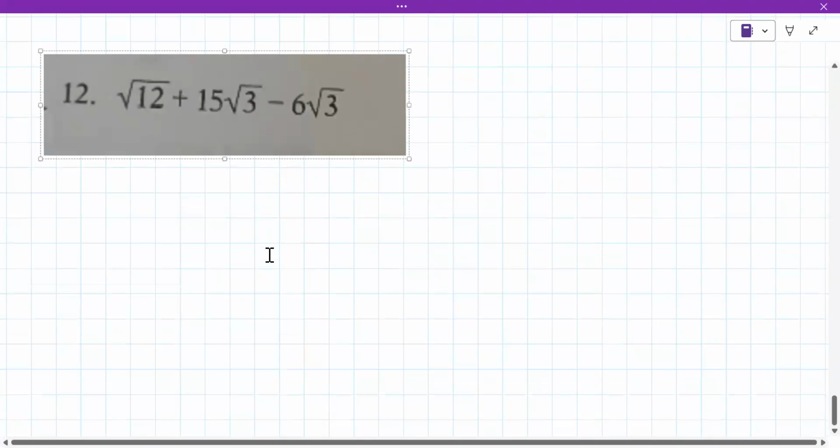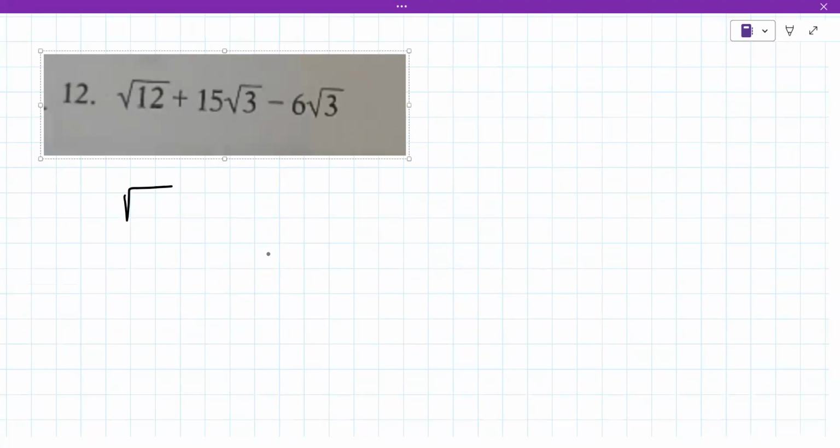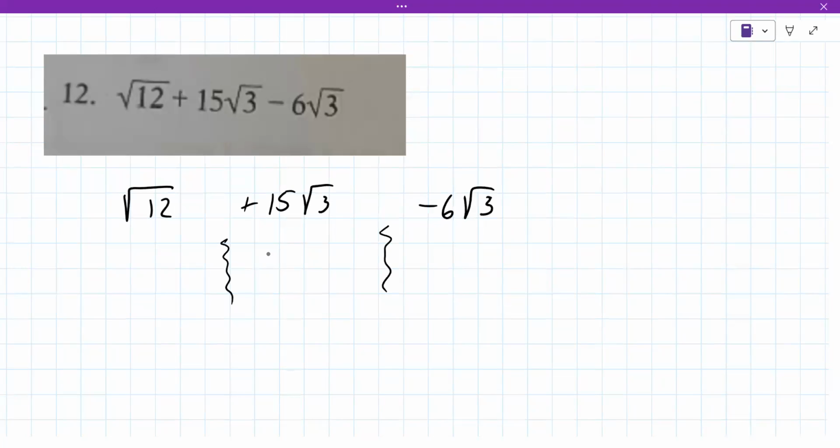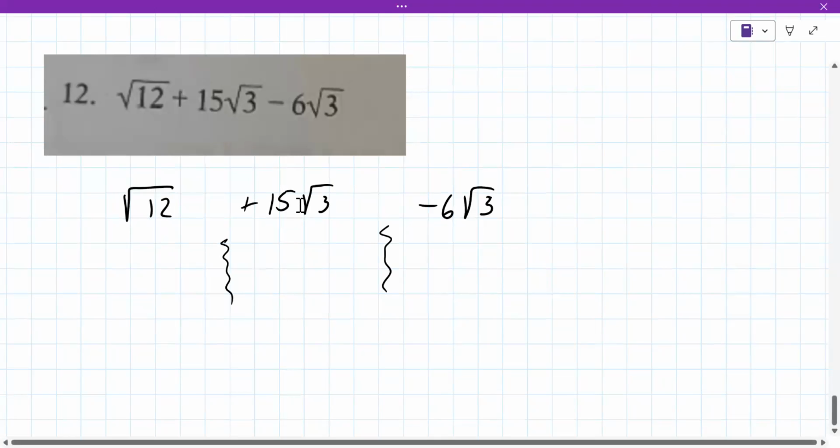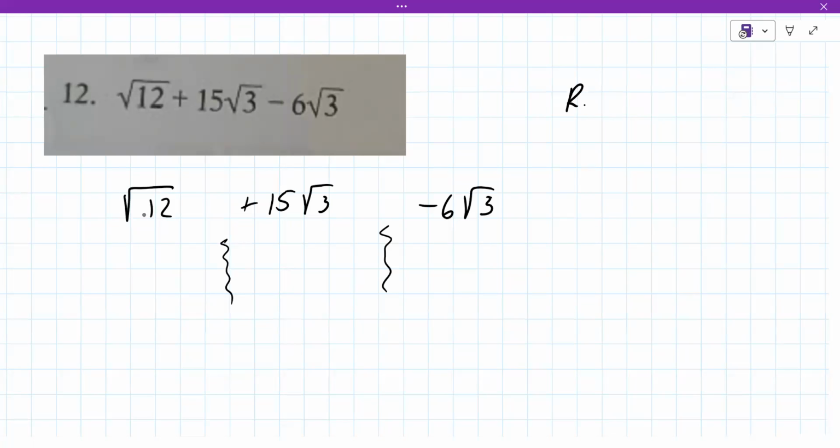All right, so 12 is the square root of 12, which is one problem. 15 square root of 3 is another. Minus 6 square root of 3 is another. So it's really like three problems in one. We're gonna work on one part, then another, and then another. Now, if you recall, we reduce the square root by breaking it up into its prime factors.